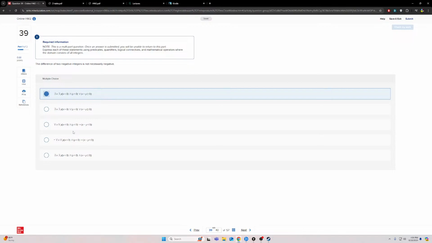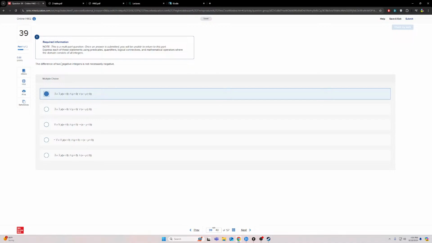If there's some X and every Y, I don't know. This one's not true because... But man, I feel like none of these are true, because x and y has to be negative, which is everything except for this one.